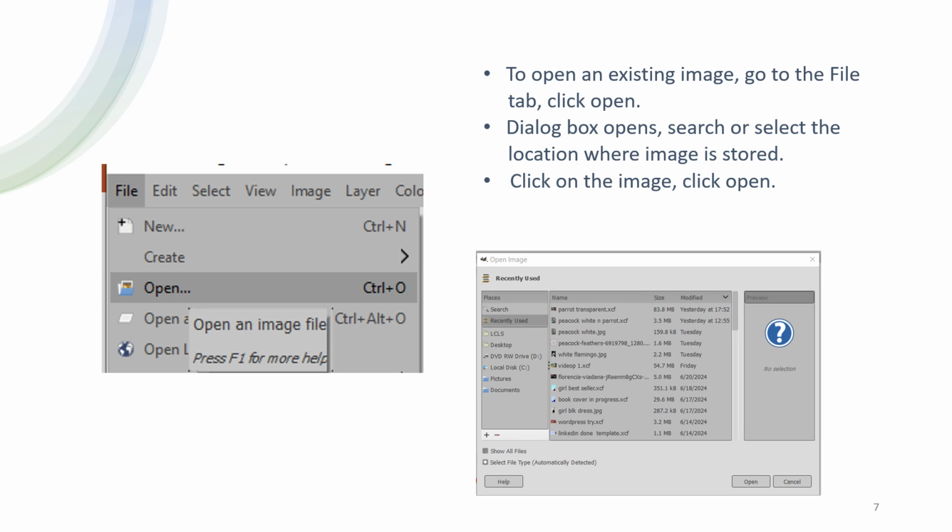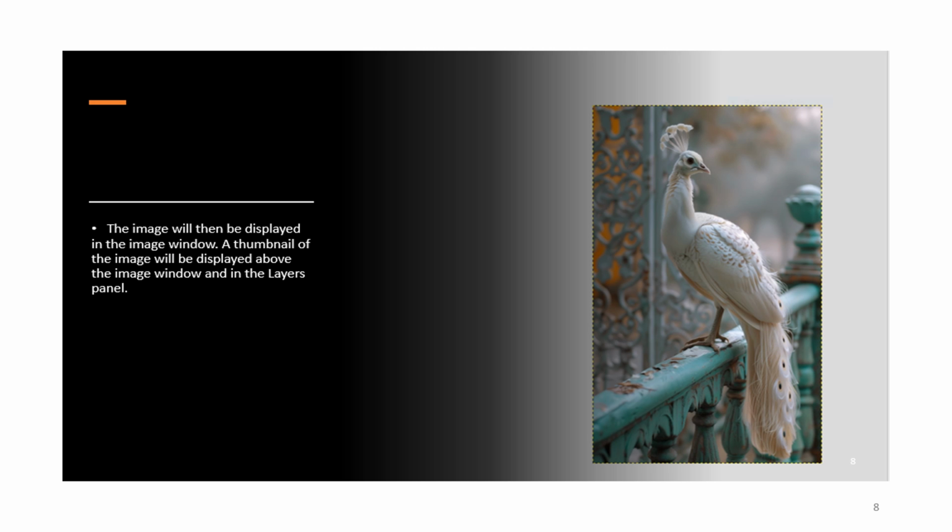To open an existing image, go to the File tab, click Open. Dialog box opens. Search or select the location where the image is stored. Click on the image, click Open. The image will then be displayed in the image window. A thumbnail of the image will be displayed above the image window and in the Layers panel.